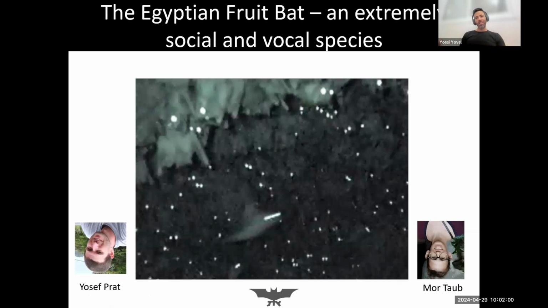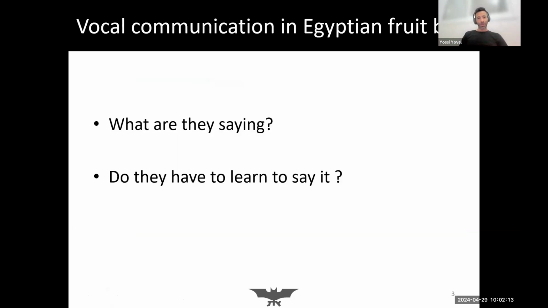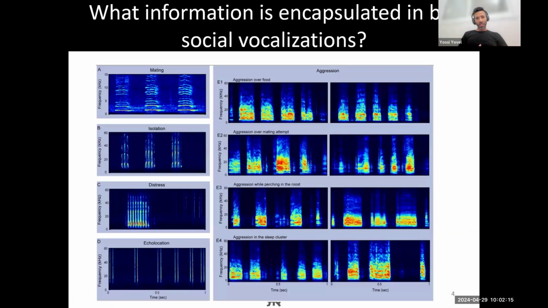And the two main questions that we would like to know, I think some of them have been already asked in the previous talk, are what are they talking about and whether they have to learn it. Okay, there are also some other questions that I can think about. So let's start with what are they saying to each other.